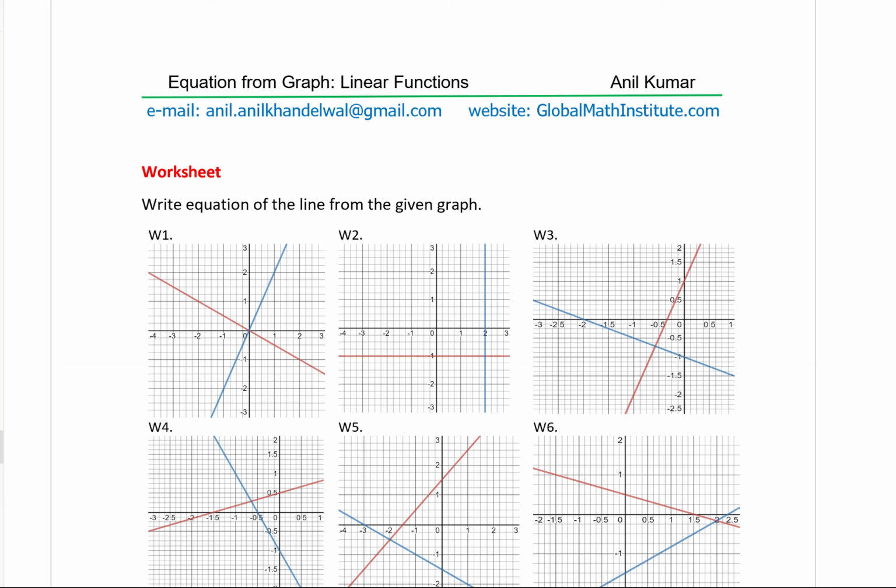So the first one is the application of direct variation, going through the origin. The second one, we have 2 lines. One is horizontal, the other one is vertical, and then you can use slope and intercept form to write the equation of these lines. You could use standard form to write the equation of these 3 lines. That should provide you with good practice.